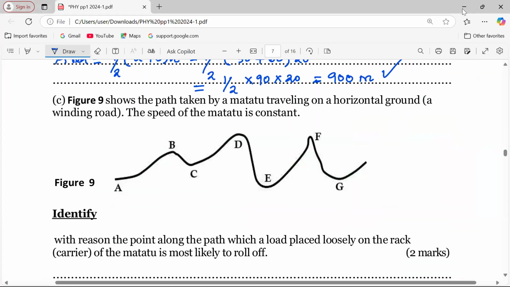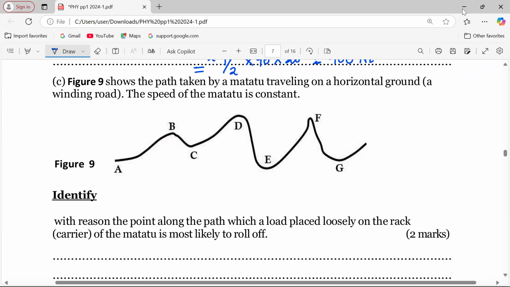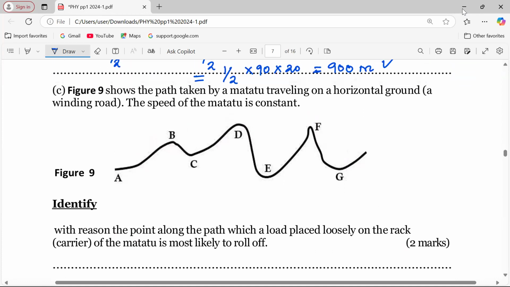Figure 9 shows the path taken by a matatu traveling on a horizontal ground. That is a winding road. The speed of the matatu is constant. That means the mass also is constant, because along the way, it doesn't stop to load more or to offload more. Therefore, the speed and the mass for this particular matatu are constant. We can see the figure here.